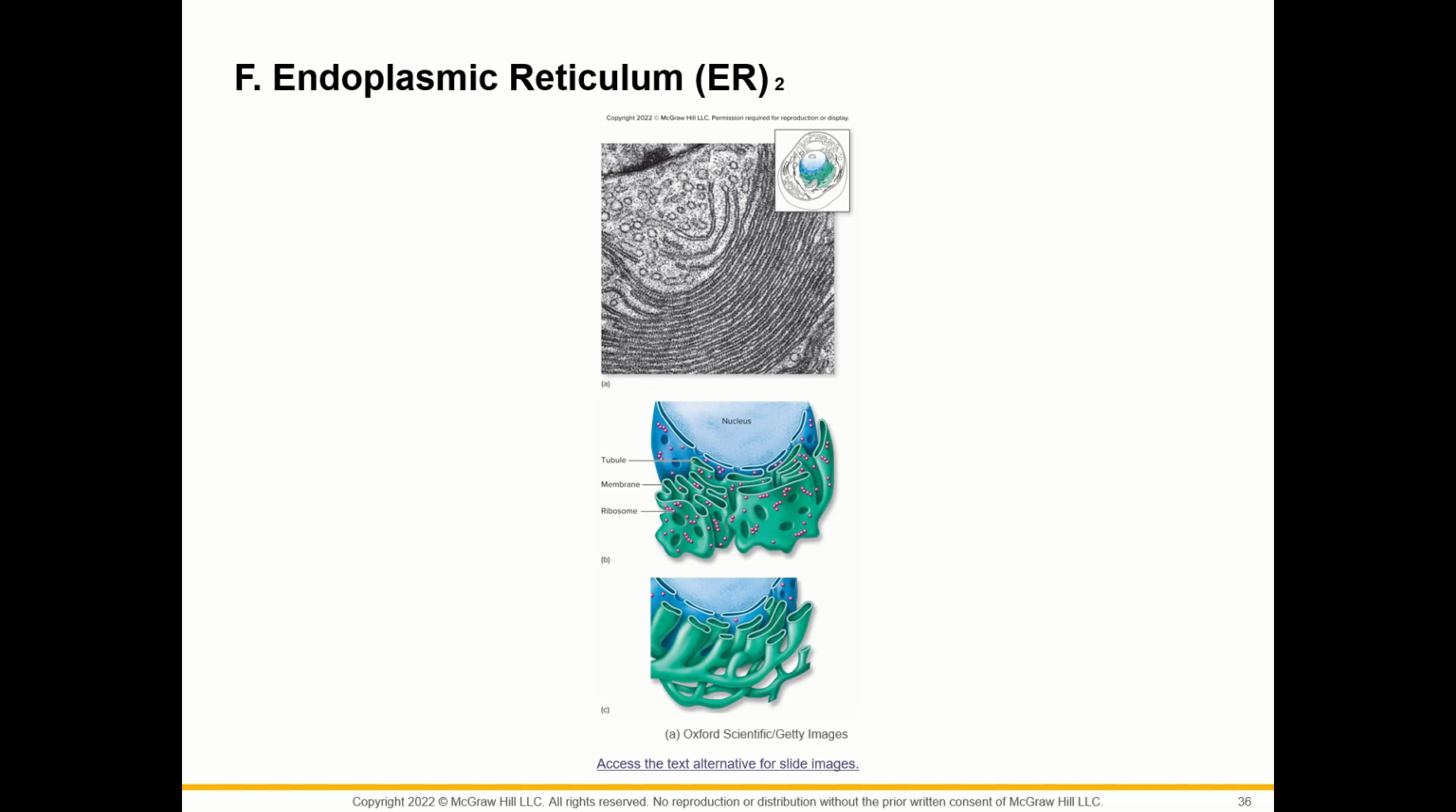Figure 3.11, pictured here, is the endoplasmic reticulum. A shows an electron micrograph of a rough endoplasmic reticulum. And the rough endoplasmic reticulum has B, ribosomes attached to the surface, whereas the smooth endoplasmic reticulum, which is C, lacks ribosomes.